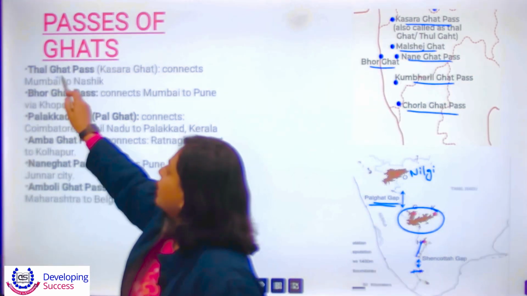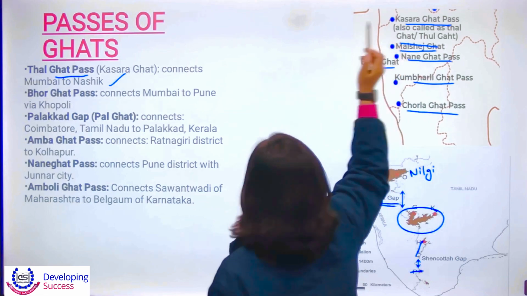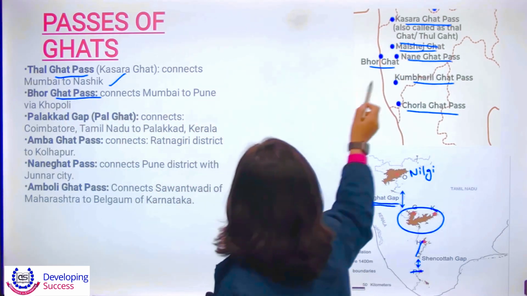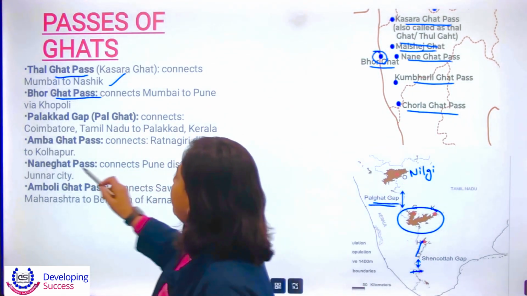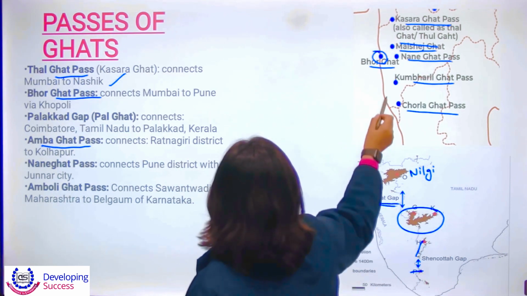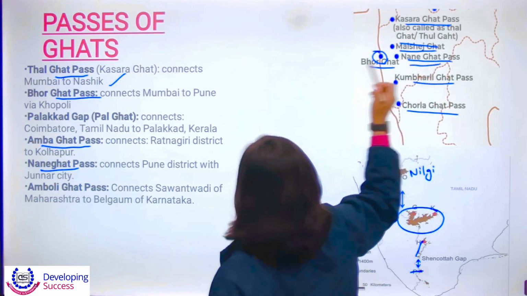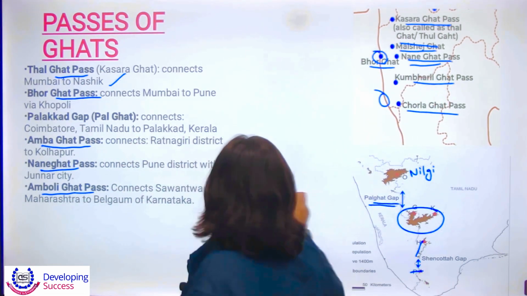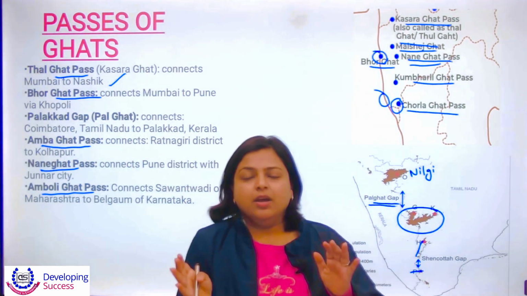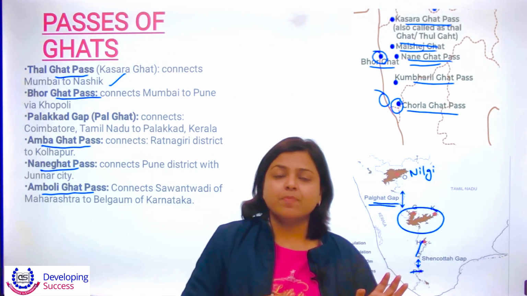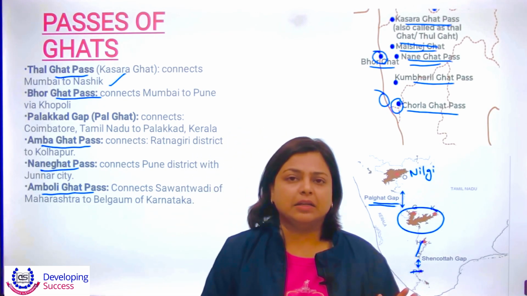First is the Thalghat Pass, which is connecting Mumbai to Nasik, as you can see here. Then we have the Borghat Pass connecting Mumbai and Pune. Then we have Palaghat Gap connecting Nilgiri, Anamalai, Palani. Then we have Amba Ghat Pass connecting Ratnagiri and Kolhapur. Then Nane Ghat connecting Pune and Junnar city, and then Amboli Ghat. Amboli Ghat Pass and Chorla Ghat Pass are located together. So there are two routes to go from Karnataka or Maharashtra to Goa, and we have two gaps: one is Amboli and another is Chorla Ghat.